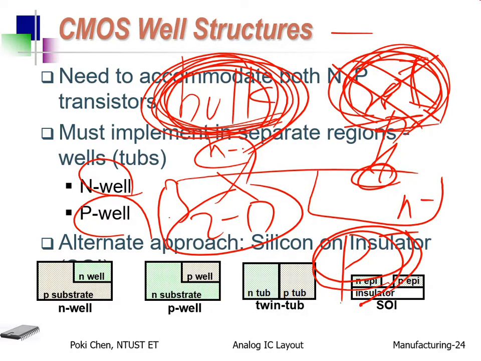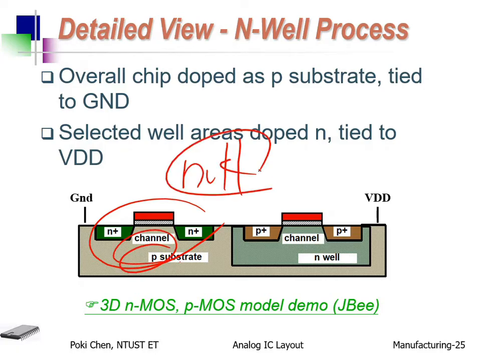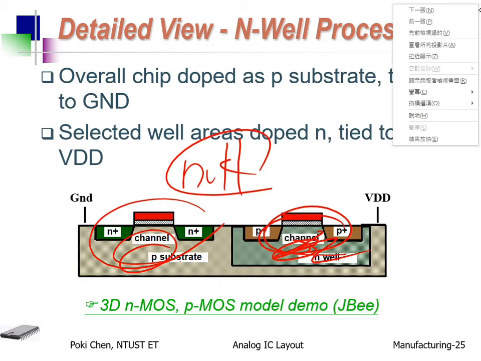Okay, then let's go. Sorry, I have an even better plot for you. This is the bulk we have, and that is the bulk for your PMOS. Anyhow, that is a detailed view of the N-well process. We have the N-well process, which is the mainstream for TSMC and UMC.